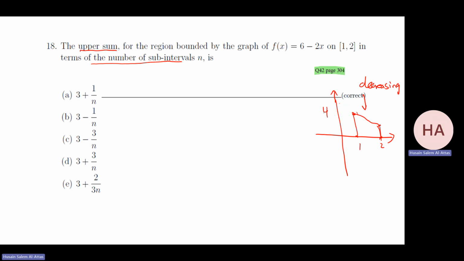So to find the upper sum, I need to use what? Left endpoint or right endpoint? For sure, I will use the left endpoint. We can check it easily, huh? In this one, this is my function. Since the function is decreasing, I want the upper sum.